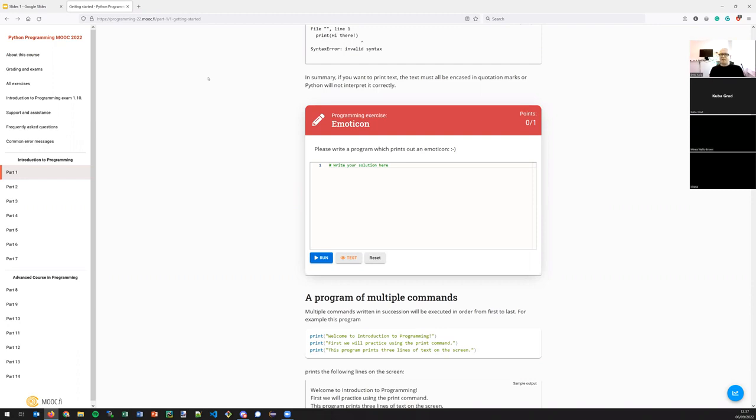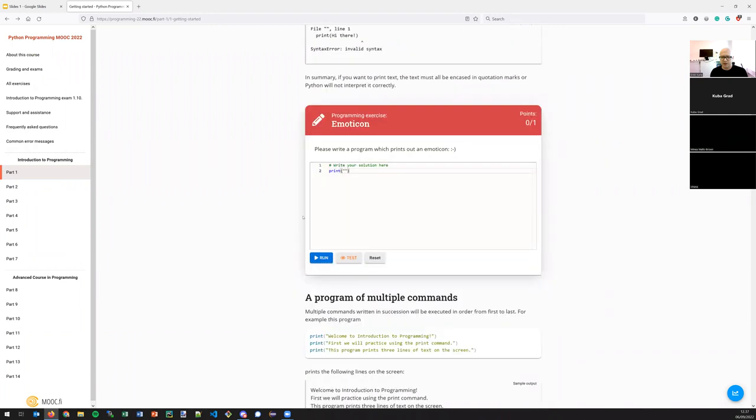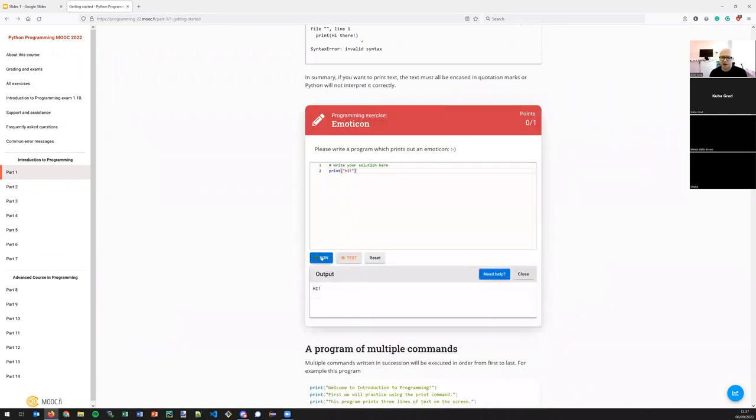But the basic idea is that for the first 3 weeks, the exercises are attached in the material, and I can just type the program in here. What you need to do is written above here. And I can type something, and when I click the run button, it then displays the output of my program.